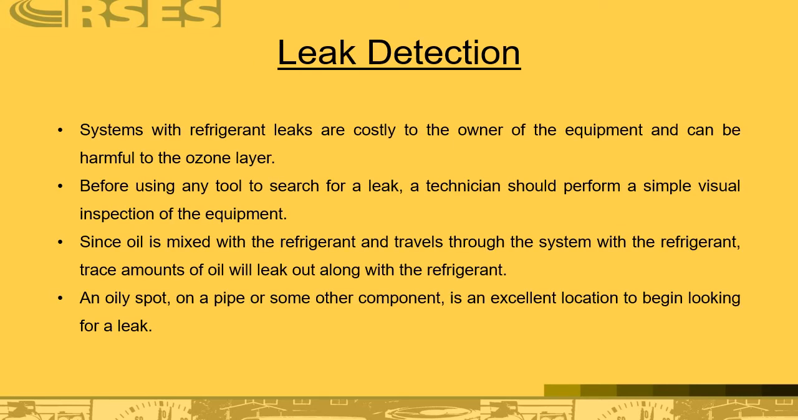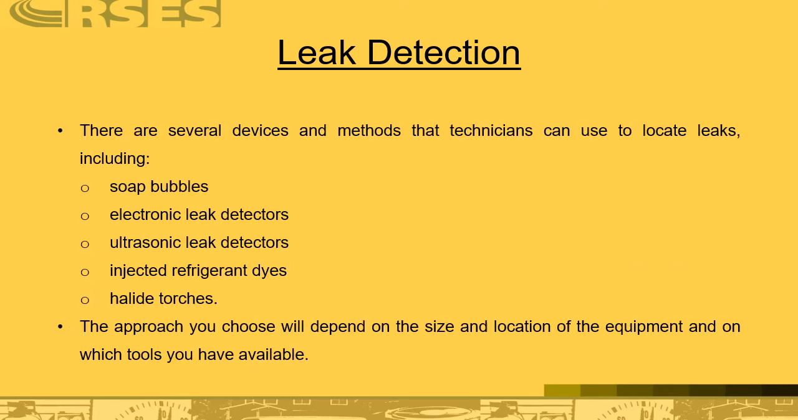Leak detection. Systems with refrigerant leaks are costly to the owner of the equipment and can be harmful to the ozone layer. Before utilizing any tool to search for a leak, a technician should perform a simple visual inspection of the equipment. Since oil is mixed with refrigerant and travels through the system with it, trace amounts of oil will leak out along with the refrigerant. Oil leaks are the easiest to find in a refrigeration air conditioning system. An oily spot on a pipe or some component is an excellent location to begin looking for a leak, and this doesn't require any equipment, just the use of your eyesight.